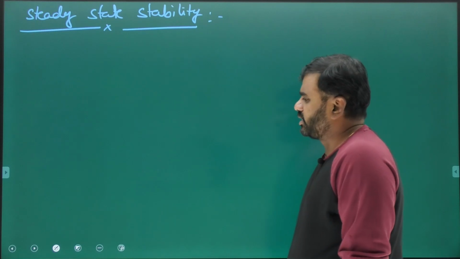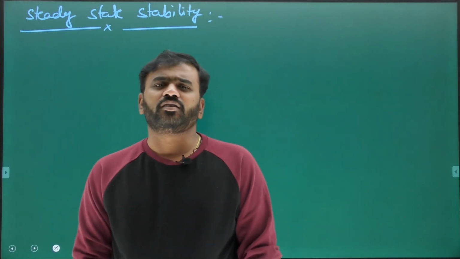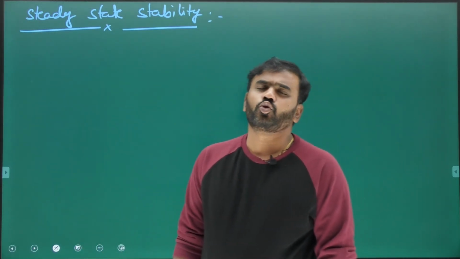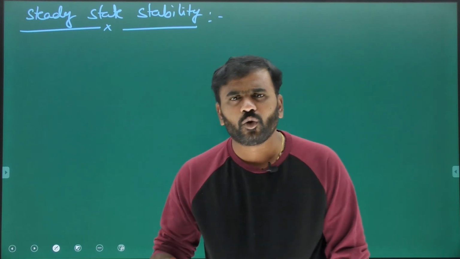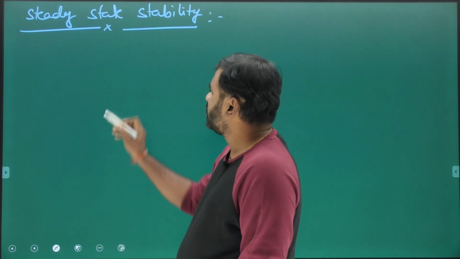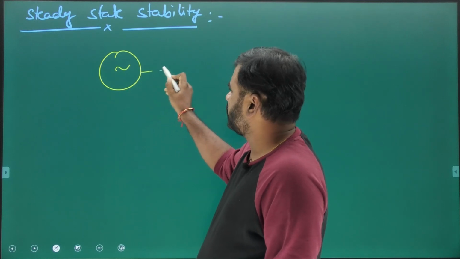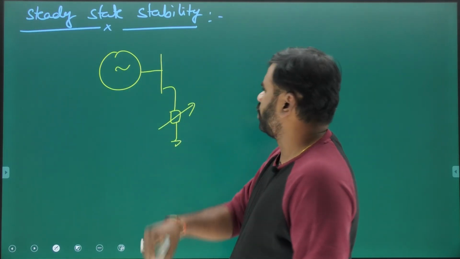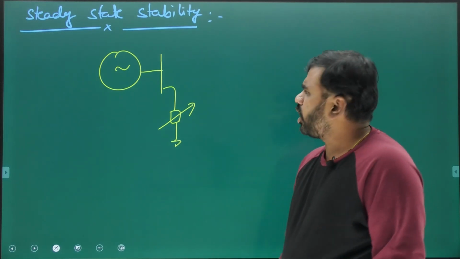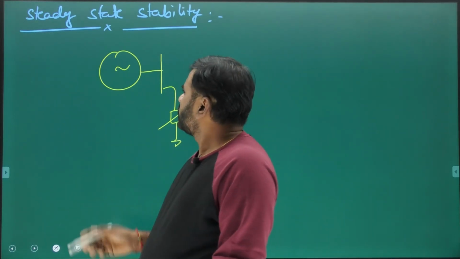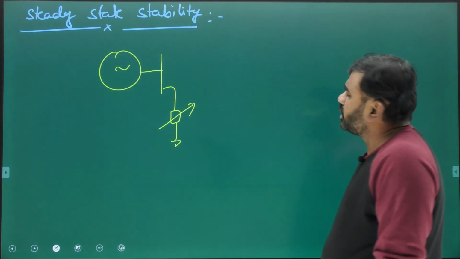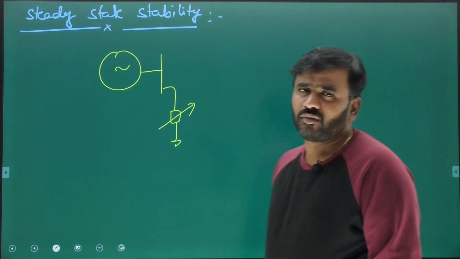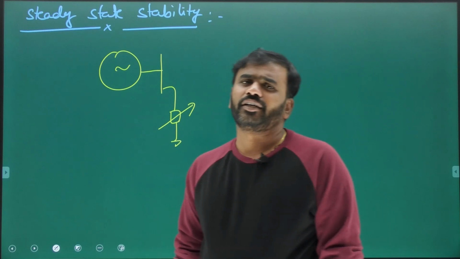Next, steady state stability. Steady state stability is the ability of the power system to remain in synchronism if the load on the machine is gradually increased. For example, if you have a generator and there is a load, you are just increasing this load. If I increase the load up to how much power the generator remains in synchronism, that is called the steady state stability limit.